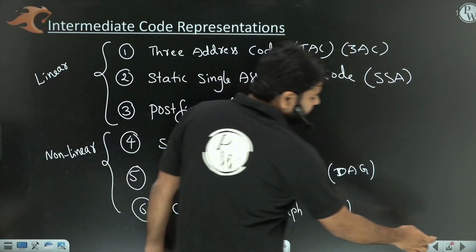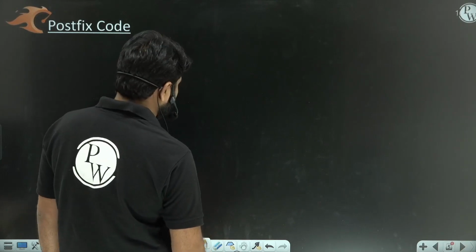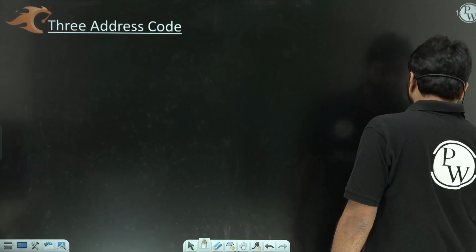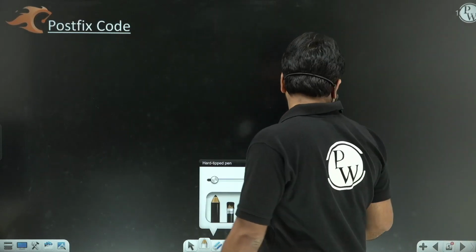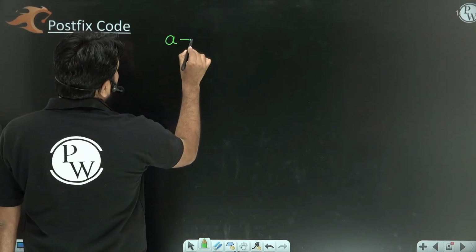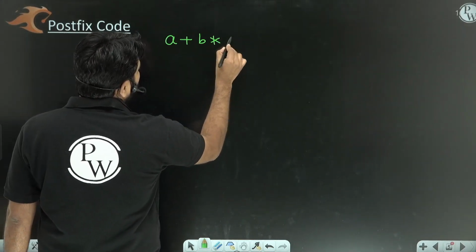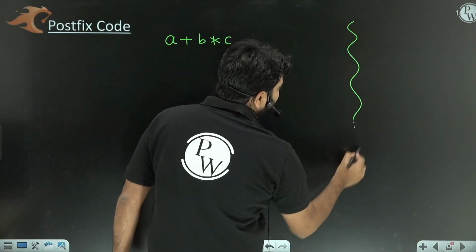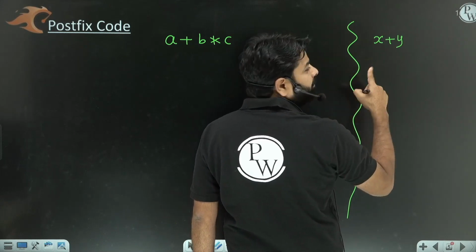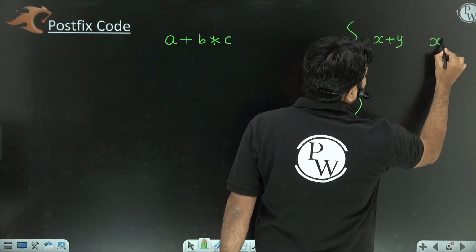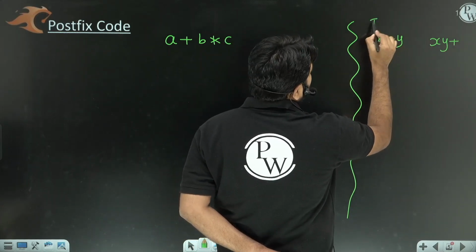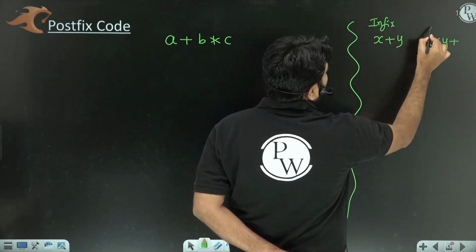First one, 3-address code. So what is this 3-address code? Sorry. First one we'll see postfix code. Did I miss the sequence? Yes. First one we'll see the postfix code. What is a postfix code? Suppose you have an expression a plus b star c. Before this, let me help you. When you have, let's say, x plus y, what is the equivalent postfix code? You write x y plus. So this is infix, and this one is postfix.